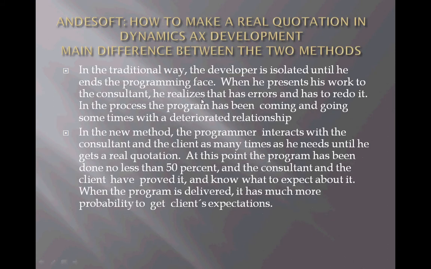The difference between the two methods: in the traditional way, the developer is isolated until he finishes the program phase. When he presents his work to the consultant, he realizes it has errors and has to redo it. In the process, the program goes back and forth, sometimes with a deteriorating relationship. The new method is better because the programmer interacts with the consultant and the client as many times as he needs until he gets a real quotation. At this point, no less than 50% of the program has been done, and the consultant and the client have proved it and know what to expect. When the program is delivered, it has a much higher probability of meeting the client's expectations.